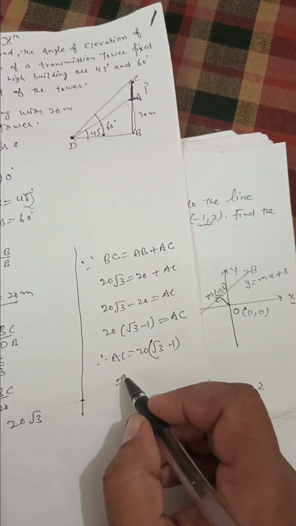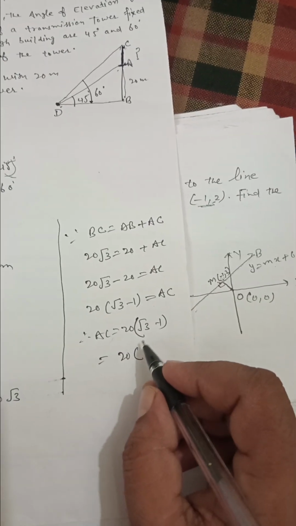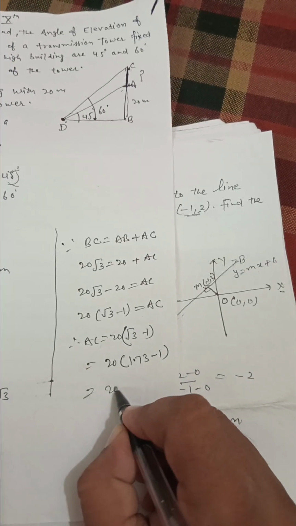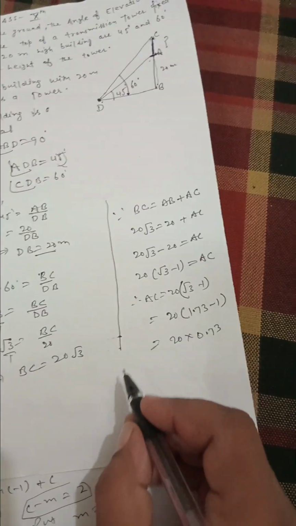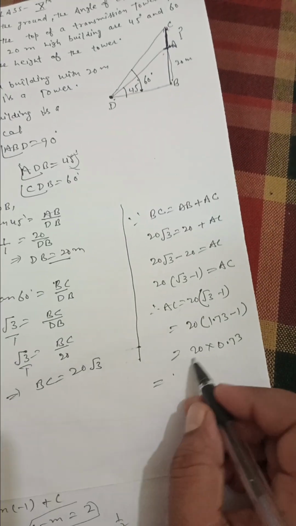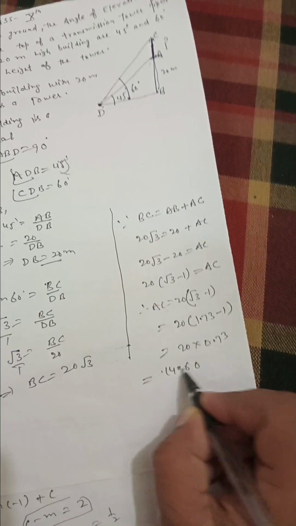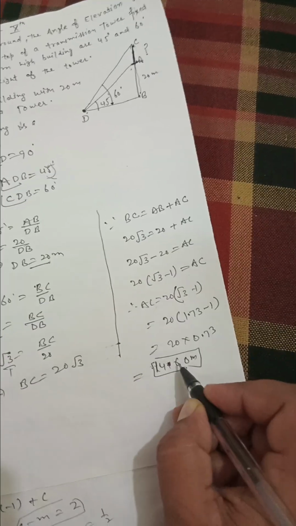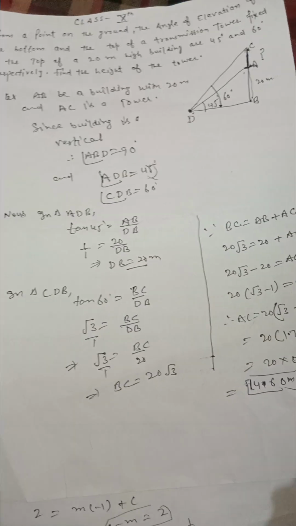We can find the exact height of the tower by putting the value of root 3. We know that the value of root 3 is 1.73, minus 1, and this will be equal to 20 multiplied by 0.73. When we multiply this, we get 14.6 meter, so this is the exact height of the tower. 14.60 meter is the exact height of the transmission tower.